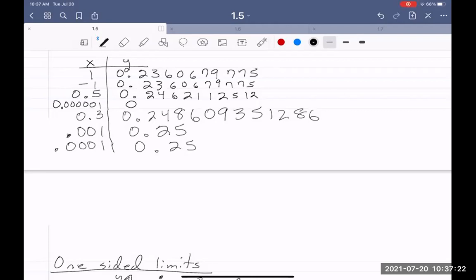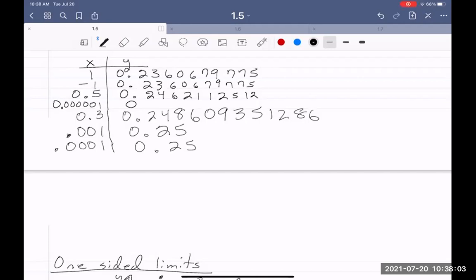What do you think the actual answer is? What do you think the limit is? If you plug in 0.00001, you get 0. But if you plug in 0.0001, you get 0.25. So what do you think the limit is? Anyone? 2 to the power 12. Ooh, that's a big number. Okay, so it turns out it's actually going to be 0.25.